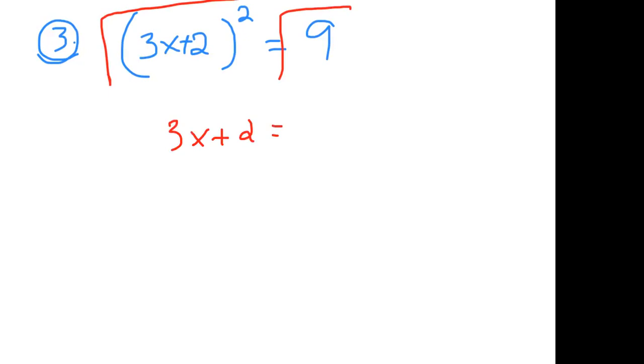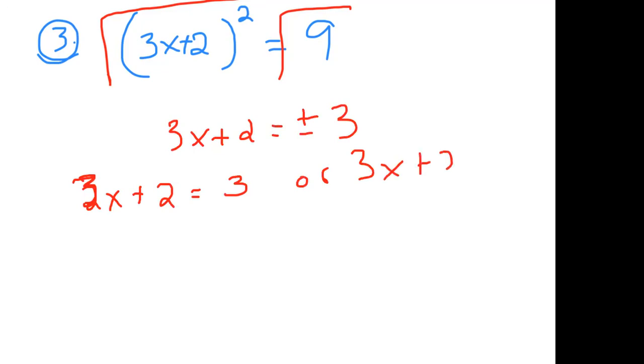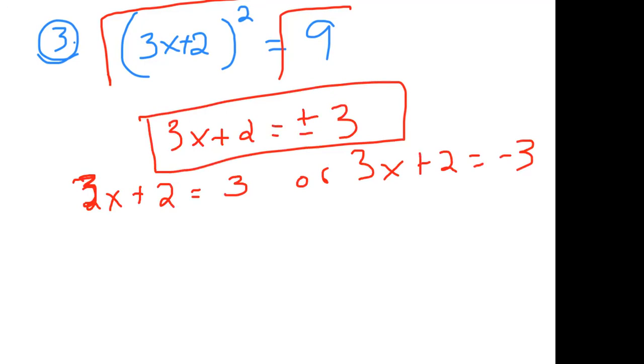Remember, when you take the square root of both sides, you end up with a compound solution, plus or minus 3. Now, what this is telling you is that you have 2 equations. For most students, it's easier to break this up into the 2 separate equations, as in, oops, that's supposed to be a 3, guys. 3x plus 2 is equal to 3, or 3x plus 2 is equal to negative 3. That's what this means, guys. You have 2 equations there.